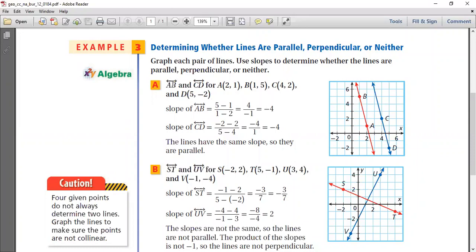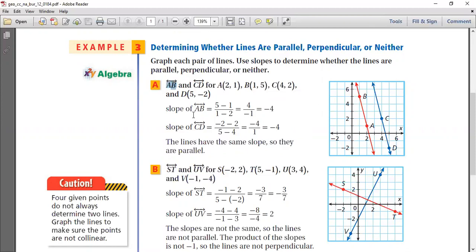Okay, let's see. This is line AB and line CD. For A is 2, 1, B is 1, 5, C is 4, 2, and D is 5, -2. So we have to graph these points. First graph A, that's 2, 1 here, and then B, which is 1, 5. Join those 2 points to make a line. Next is C, 4, 2, and D, 5 and -2. So 5 and -2 is here. Join those 2 points to make line CD. This is specified as AB and CD.